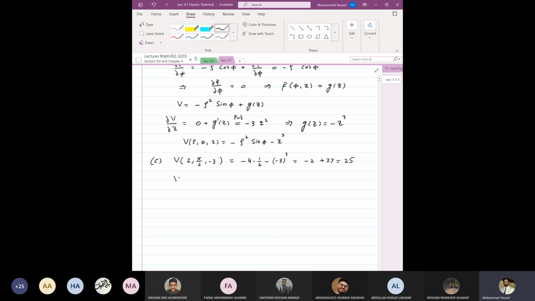V at this point, then the potential function at the second point, the end point, which is (4, pi over 2, 2). This is 4, so negative 16 times sine pi over 2, which is 1, and then minus z cubed, minus 8. So this is equal to negative 16, and this dot is not a point, this is multiply. 16 and 8 is 24.